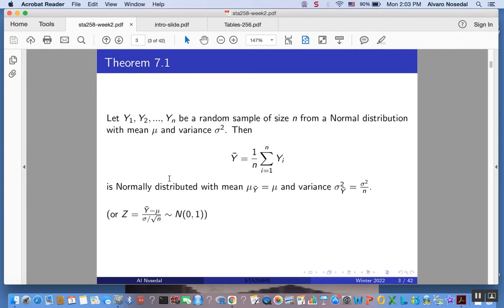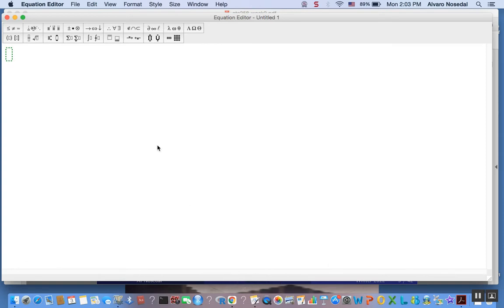So what we claim is that the distribution of y bar is normal, again, that is preserved, and the mean for this transformation, y bar, is mu, and the variance of y bar, the sample mean, is going to be sigma squared divided by n. Okay? Well, let's show that result. Proof.